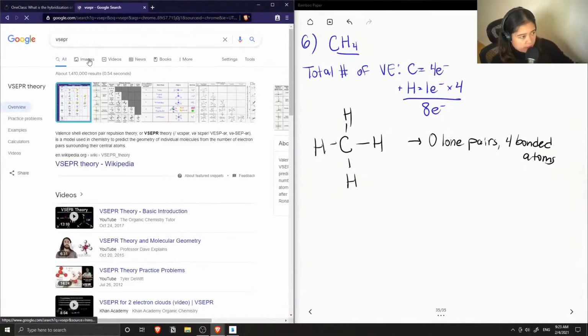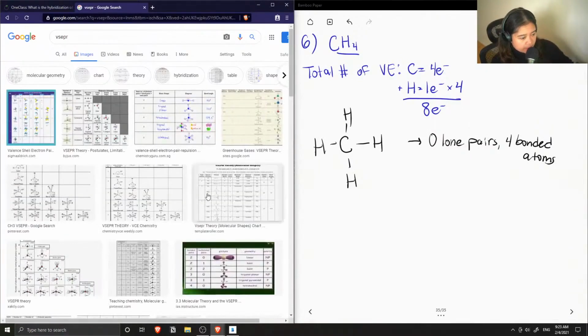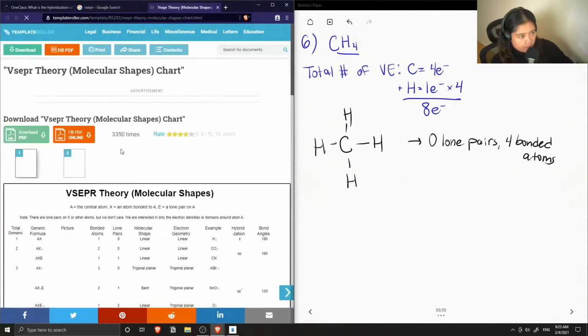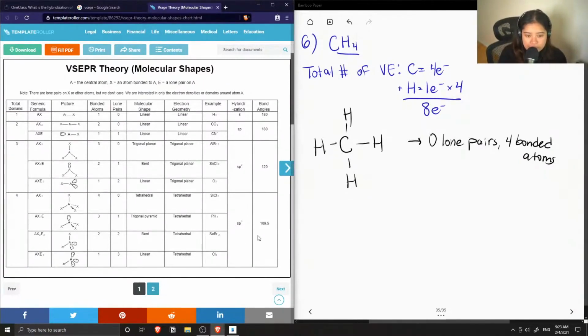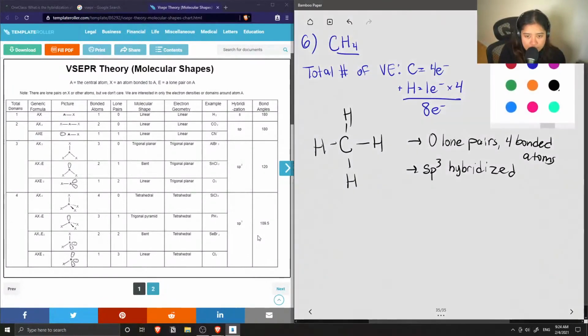So now, using a VSEPR theory table, we can find out its hybridization. So when you have 0 lone pairs and 4 bonded atoms, you have an sp3 hybridization. So this is one method, which is using the VSEPR chart.